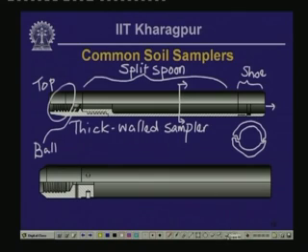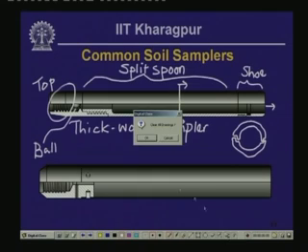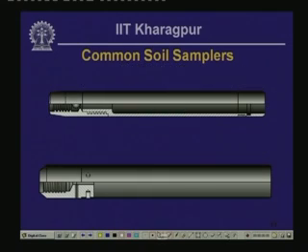This sampler we are going to look at again when we talk about a testing procedure called the standard penetration test later on. And then the bottom sketch shows a thin walled sampler. In this case, the sampler doesn't have a piston in it. So this particular sampler is called a Shelby tube.